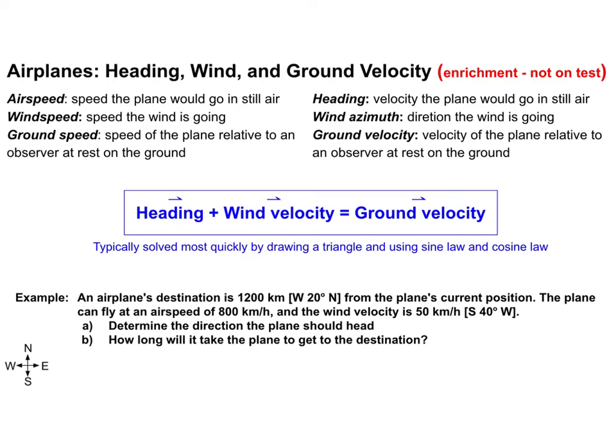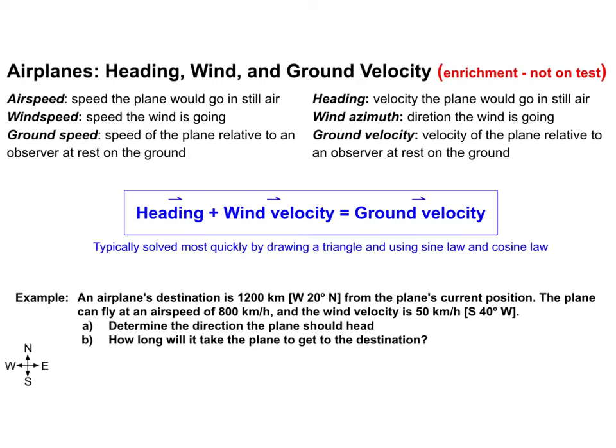So here's one example. An airplane's destination is 1,200 kilometers west, 20 degrees north of the plane's current position. The plane can fly at an airspeed of 800 kilometers per hour, and the wind velocity is 50 kilometers per hour south 40 degrees west. Determine the direction the plane should head and how long will it take the plane to get to the destination.